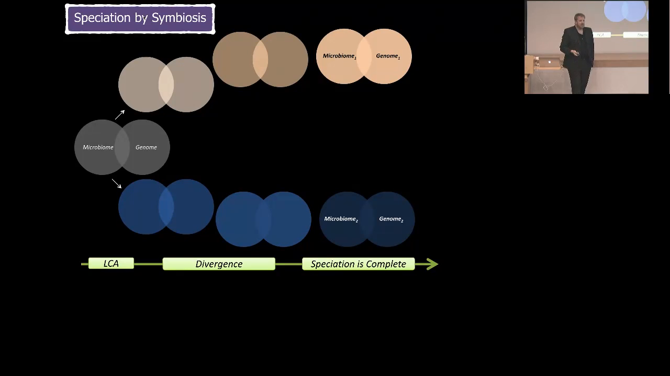So the point of all that is, how do we collect the vertically transmitted microbiome and the horizontally transmitted microbiome into the process of speciation? And so I think about it like this, and any standard evolutionary biologist would as well. You take the last common ancestor, which has both a microbiome and a genome, and they may split due to some geographic barrier. So over time, they accumulate divergence both in their genome and their microbiome. And at some point, speciation is complete because they no longer can interbreed.